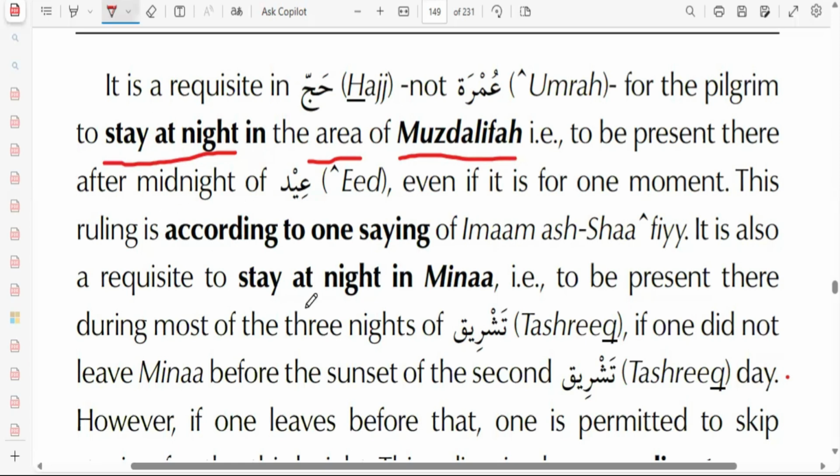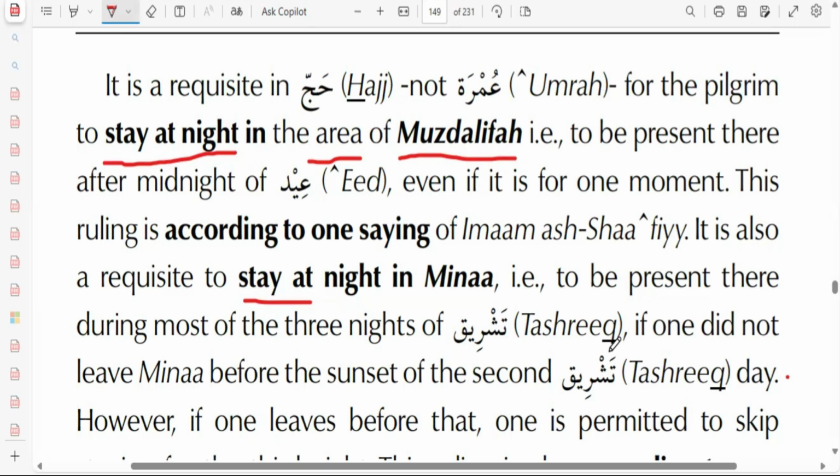It is also a requisite to stay at night in Mina, yani to spend the night in Mina, which is another district, to be present there during most of the 3 nights of Tashriq. What are the 3 nights of Tashriq? Those are the 3 nights after the Eid.